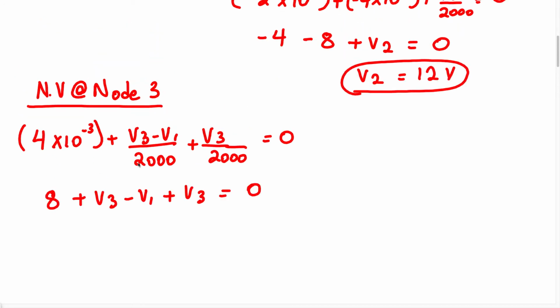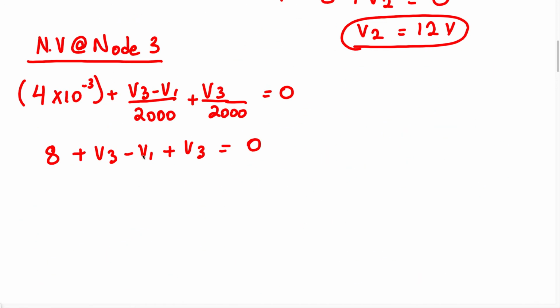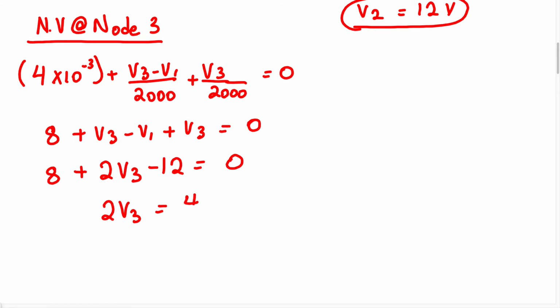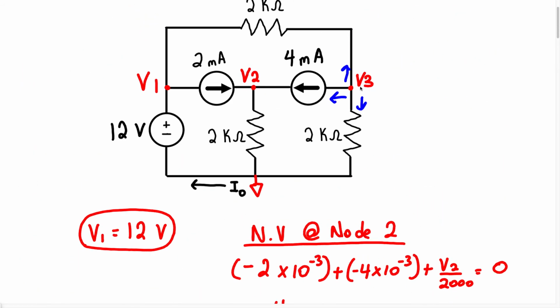We know the value of V1 because we have this voltage source that's going to give us the value of V1. So we can just substitute in 12 for V1. Therefore, we're going to have 8 plus 2V3 minus 12 equals 0. So we're going to be left with 2V3 equals positive 4. So V3 equals 2 volts. Now this is not our answer, but this is the voltage at node 3, right? So we know the voltages at each node.